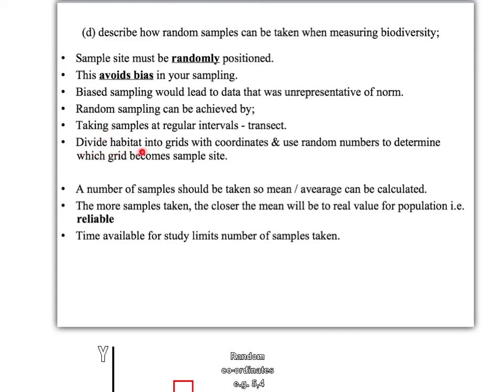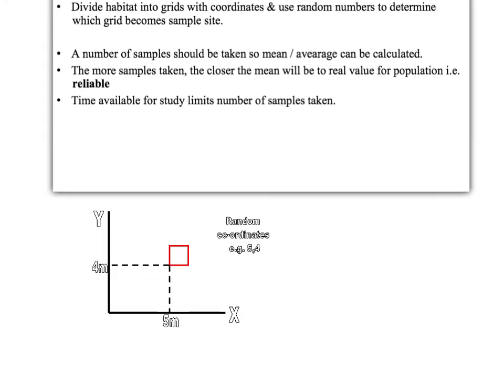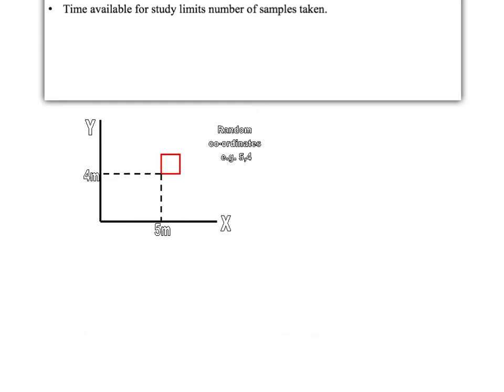The other thing is to divide habitats into grids, give each grid a coordinate, and then use a random number generator to determine which grid would become your sample site. Just illustrating that, let's say I have a football pitch I was trying to sample. I would have my y coordinates and my x coordinates. Let's say this is a corner flag, and here's the try line and the touch line.